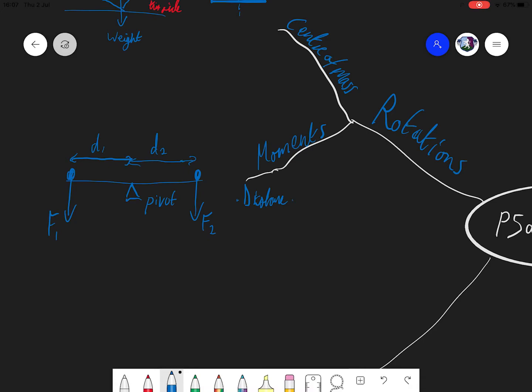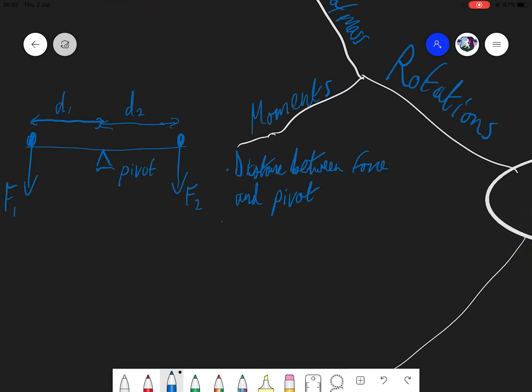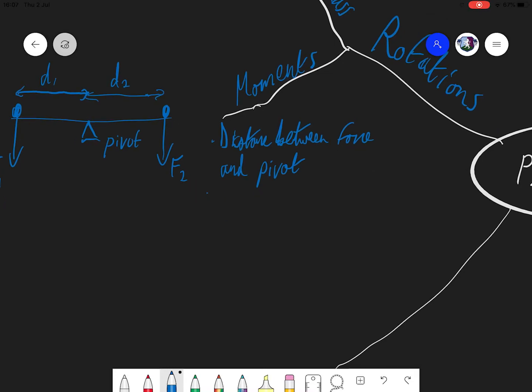So every time you measure distance, it is the perpendicular distance to the force, as you can see 90 degrees here, and it is from the object with the force to the pivot itself. Now, when we look at the equation for this, we find that a moment, the turning force, is equal to the force that's being applied times its distance from the pivot.